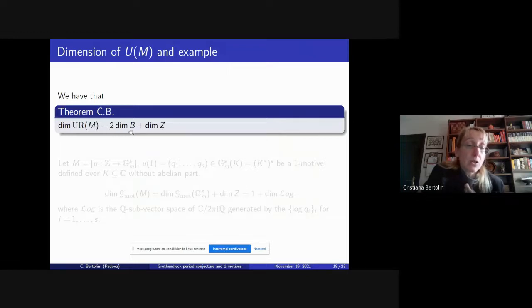With this notation, we have that the dimension of the unipotent radical of M is 2 multiplied by the dimension of the abelian variety B generated by the points P1, ..., Pn, Q1, ..., Qs, plus the dimension of the torus that we have constructed.